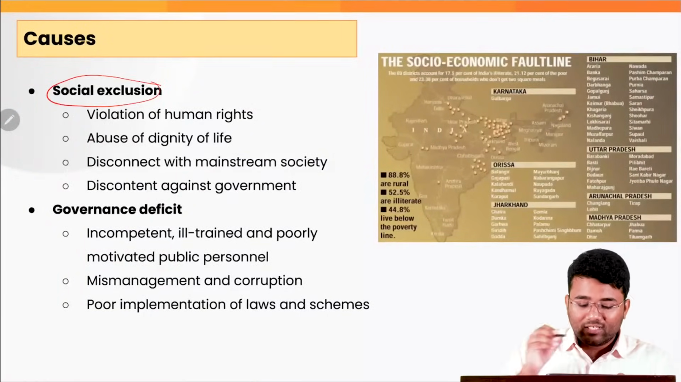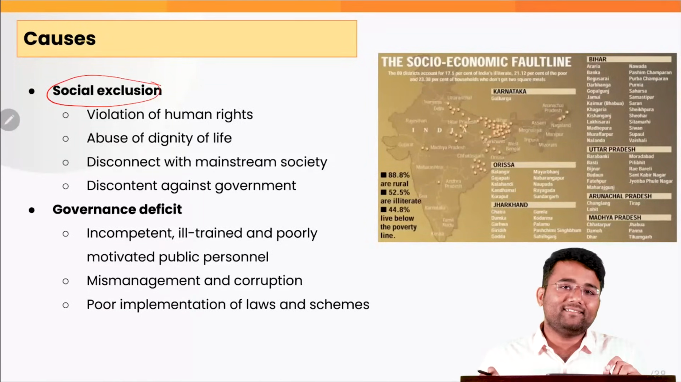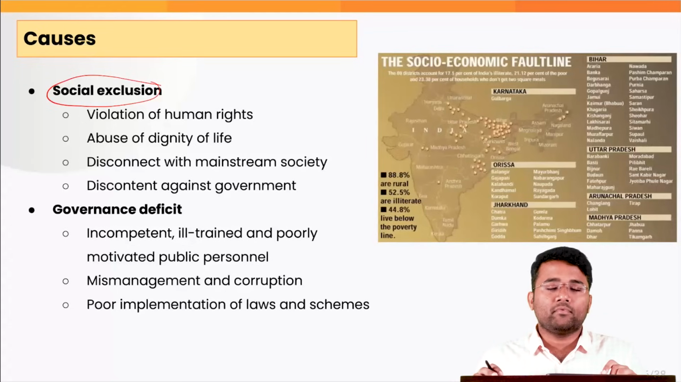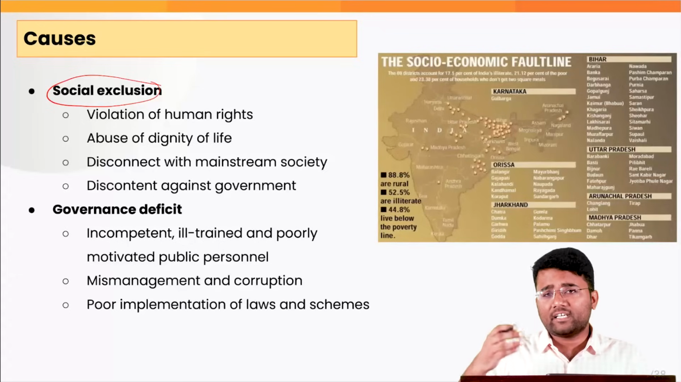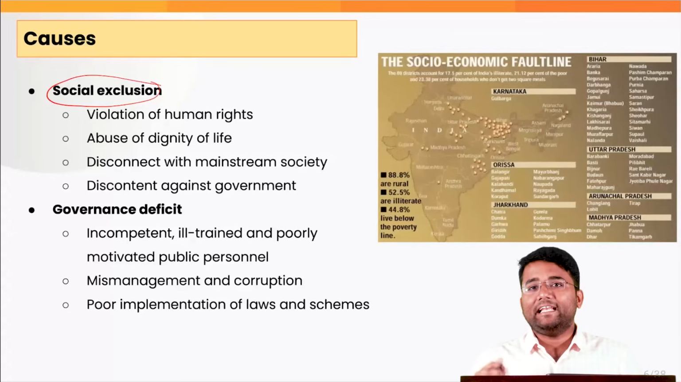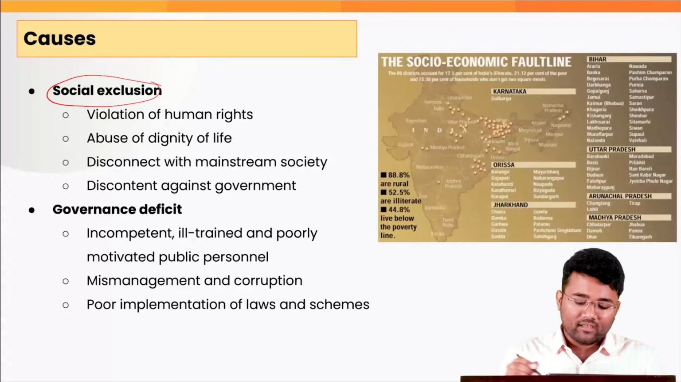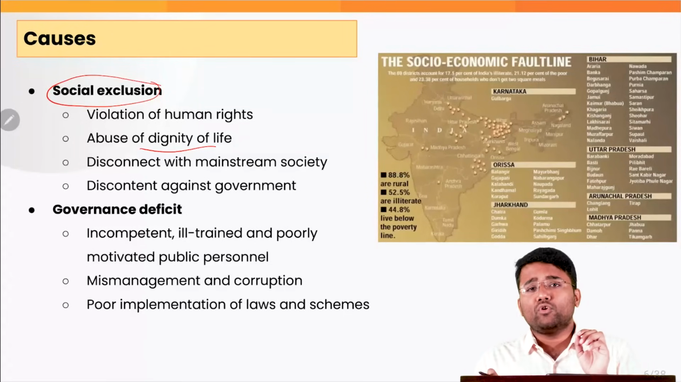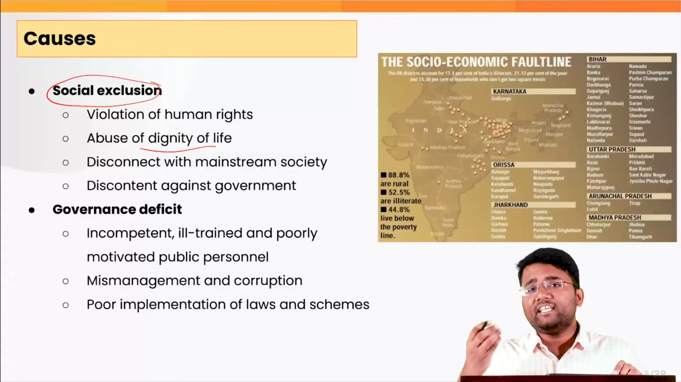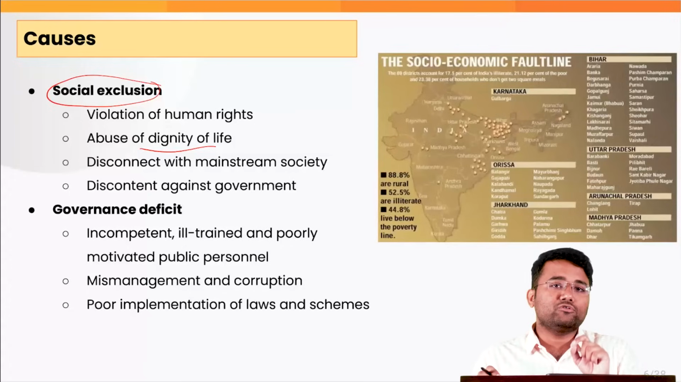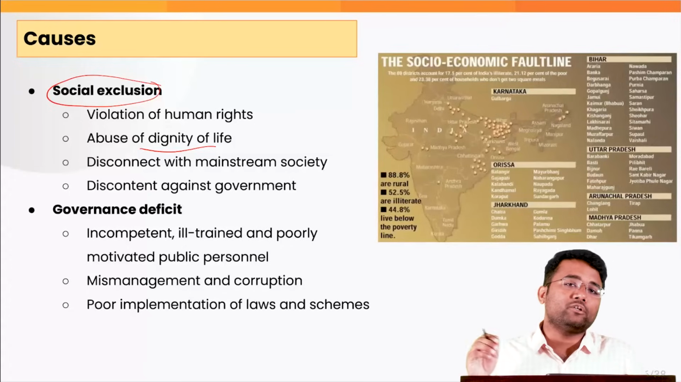Various other reasons include social exclusion and the violation of human rights, happening through the intentional or unintentional acts of state forces, or through measures like Salva Judum, where tribal militia led to large-scale human rights violations that further alienated these tribal people. Then there was abuse of dignity of life. Because these people do not have resources or infrastructure, even their basic necessities like housing, clothing and food were not being fulfilled, and that also led to large-scale attraction towards this ideology.